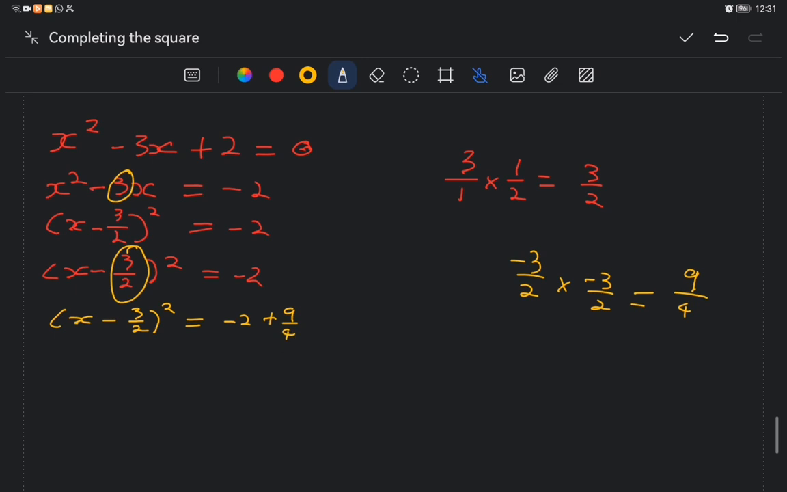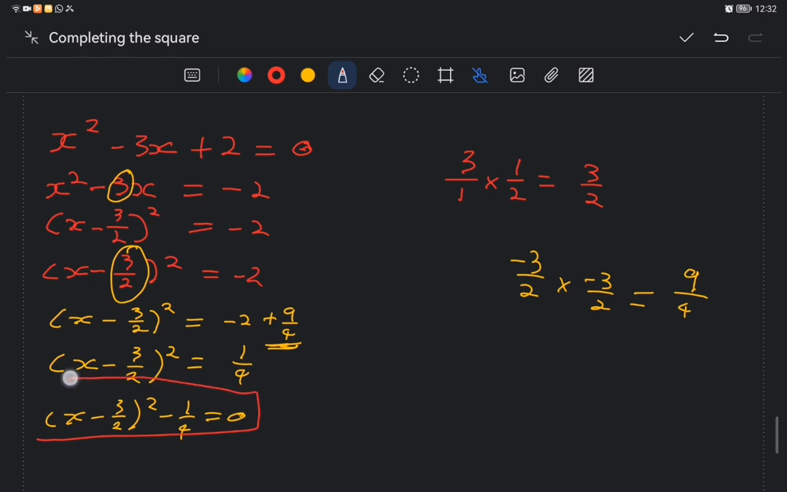In this case, you don't have to think about this number. If it's positive or negative, it will always be positive. So let's punch that in our calculator. So negative 2 plus 9 over 4. Then we have x minus 3 over 2 all squared is equivalent to 1 over 4. So let's simplify it a bit. So if x minus 3 over 2 squared minus 1 over 4 is equivalent to 0, then that should be our final answer.